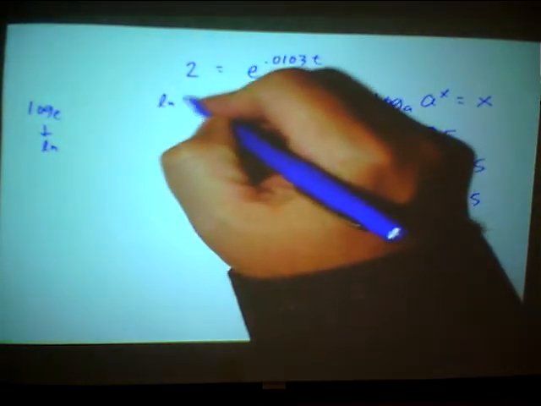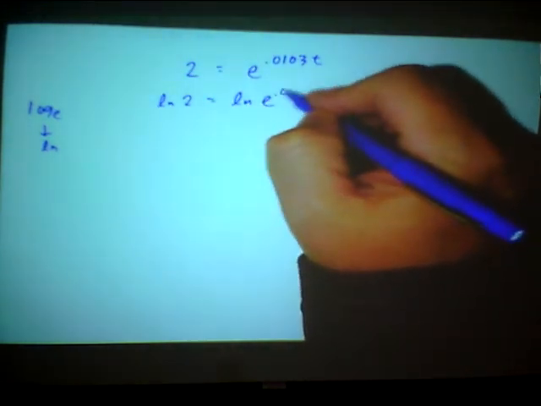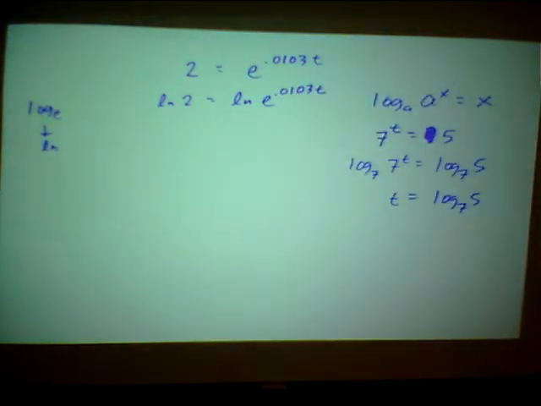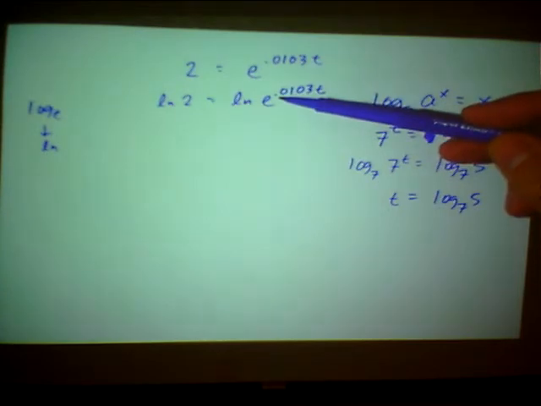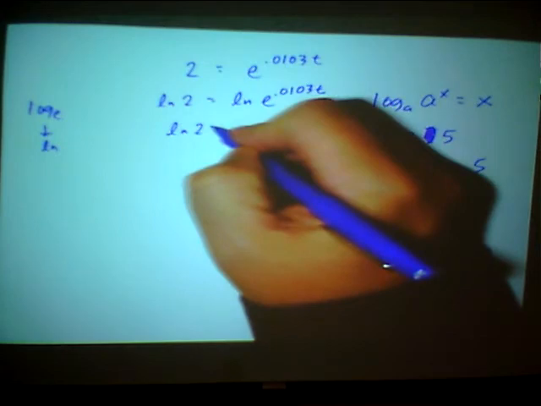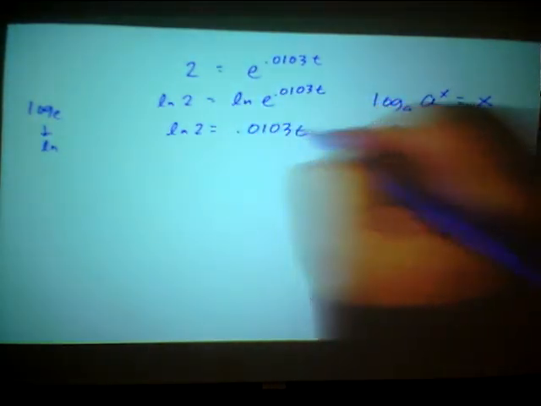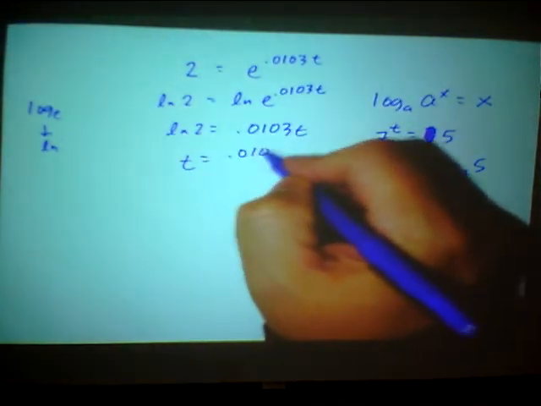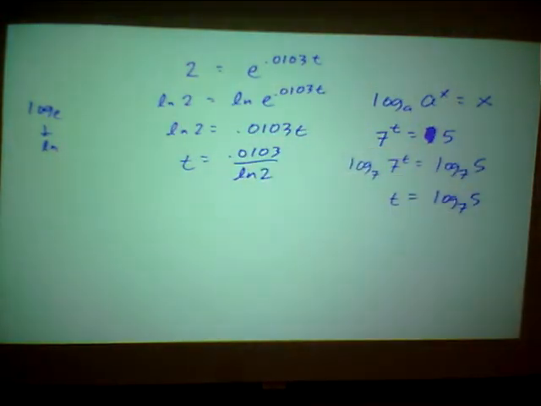So natural log of 2 equals the natural log of e to the 0.0103t. Now the right-hand side, because I'm taking the natural log of an exponent with a base of e, it just equals the exponent. And now if I solve for t, I have the exact same thing that I had a few minutes ago.